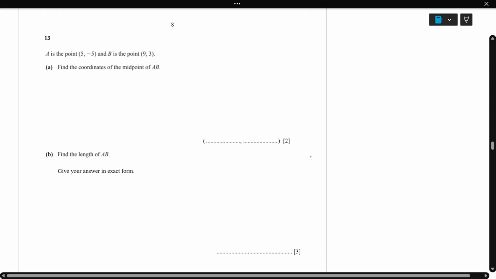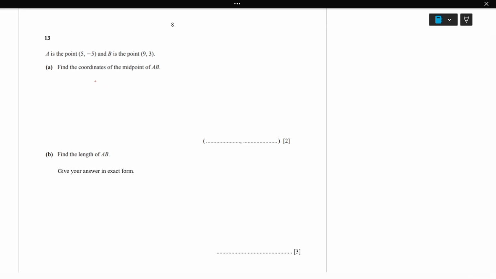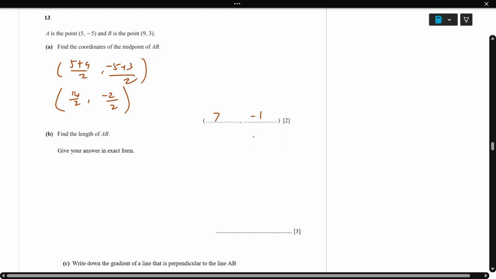Okay, next, question 13. A is the point (5, -5), and B is the point (9, 3). Find the coordinates of the midpoint. So for the midpoint, we just add up the x coordinates, which is 5 plus 9 over 2, and the y coordinates, minus 5 plus 3 over 2, which is 14 by 2 and minus 2 by 2. 14 by 2 is 7 and minus 2 by 2 is negative 1. That's the answer for the midpoint.